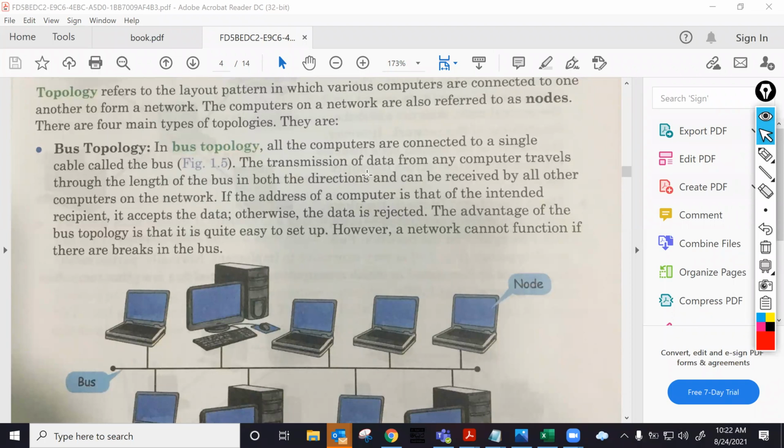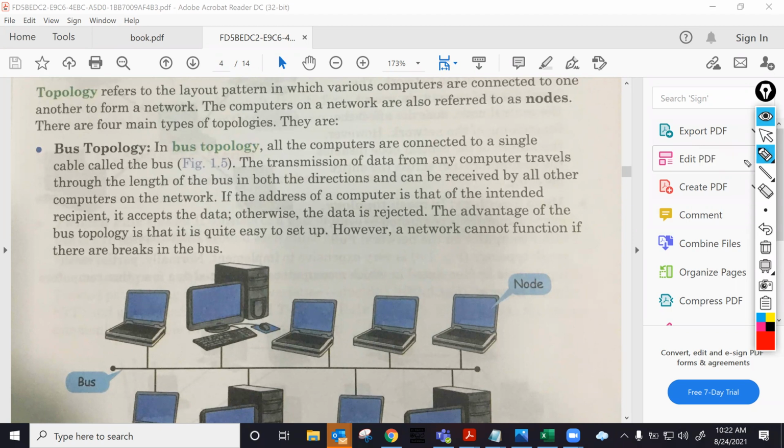Got it? These are different ways, but finally we are building a network, or a computer lab at school. But how do they form, what is the layout? So we are going to discuss four layouts, the four types of topologies we can use. First one, bus topology.